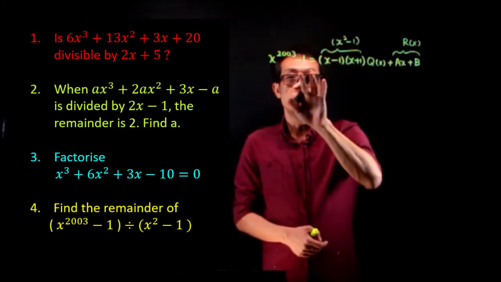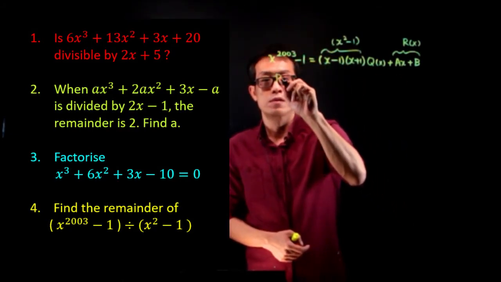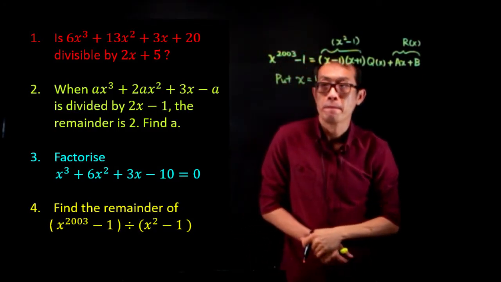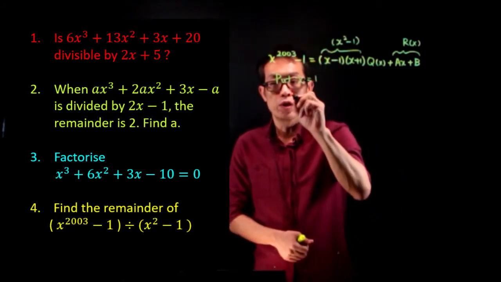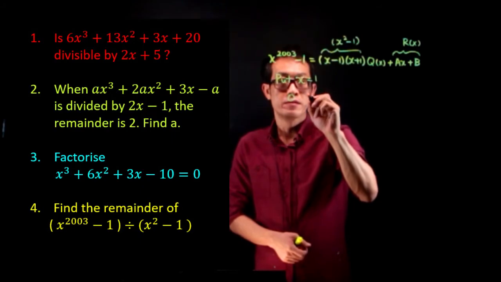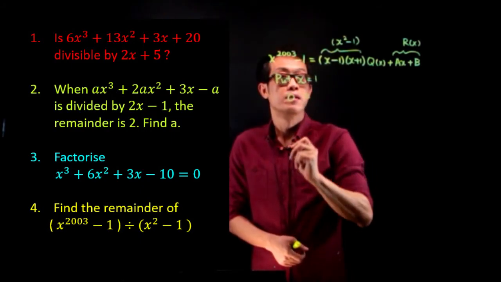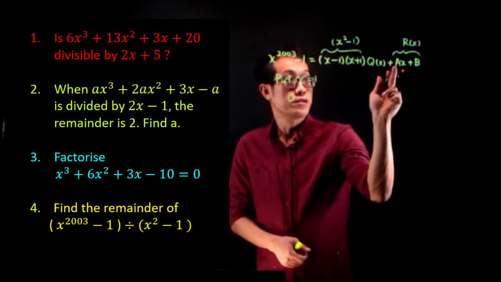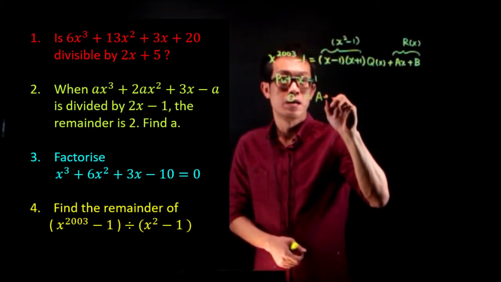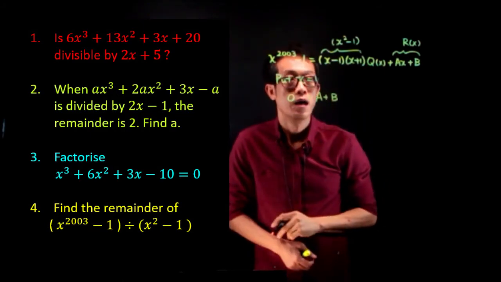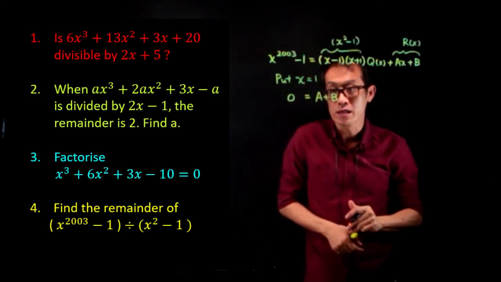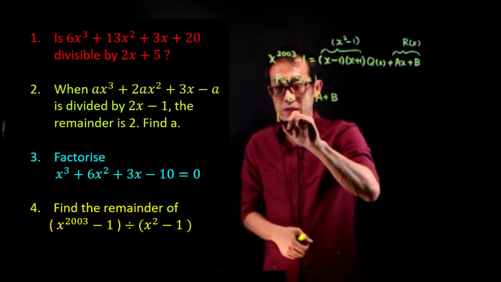Now, then you put x equals 1. Now then you have 0 here, and this will be 0 as well. So you have a plus b. Next, we would like to make this thing 0 again by putting x equals minus 1.